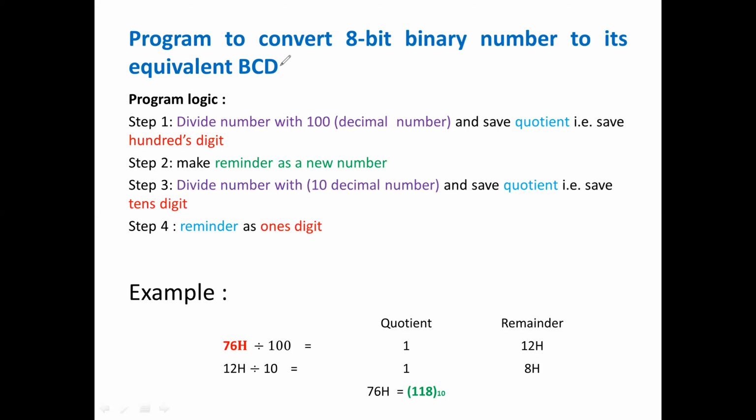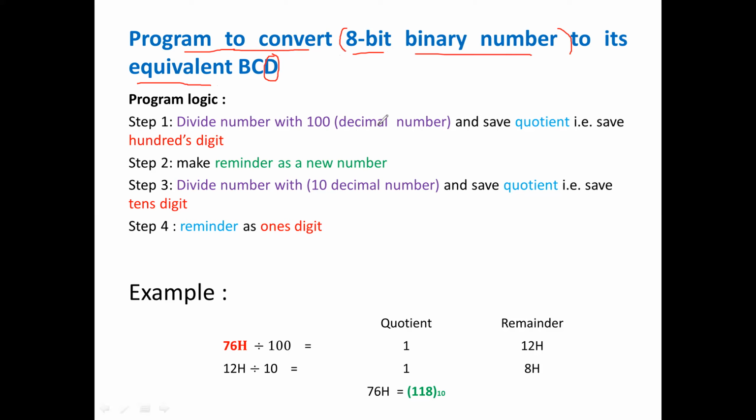So today's class, we are going to see the programming part. Let us discuss the experiment. That is, write a program to convert the 8-bit binary number. You are going to convert this binary number to its equivalent binary coded decimal value. That is, if you provide an 8-bit number, it has to give the equivalent decimal number.